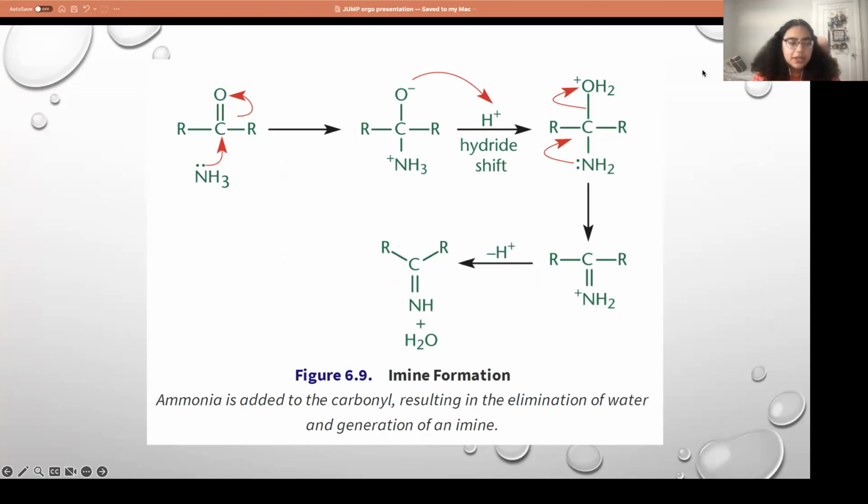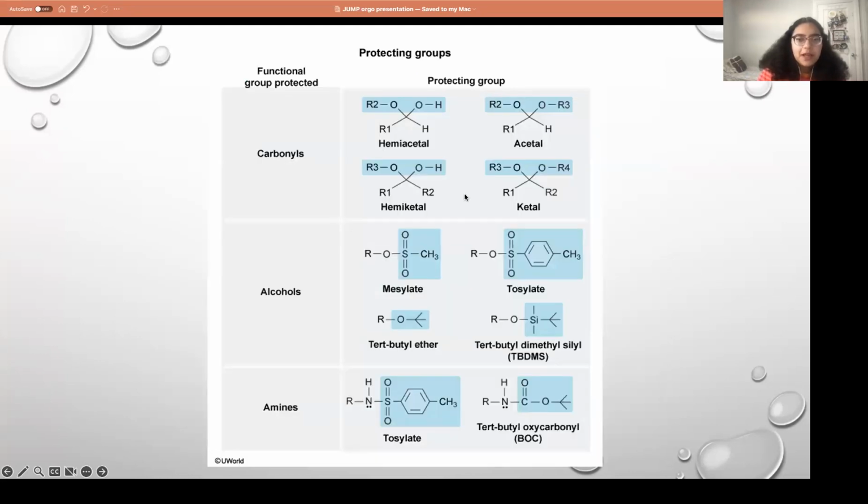So nitrogen derivatives react with carbonyls to make imines, and imines can also tautomerize to make enamines. That's basically just where the double bond with resonance can shift. But this is just the basic idea of still your nucleophile attacking, but the name's different because you're adding a nitrogen pretty much. So these are different protecting groups. Our hemiacetals, acetals, and ketals all make a comeback.